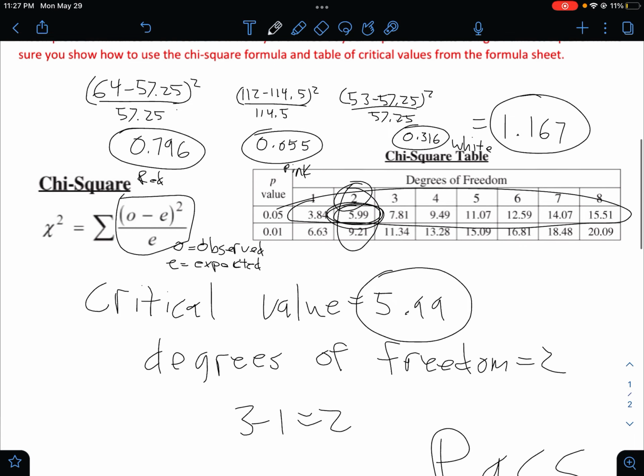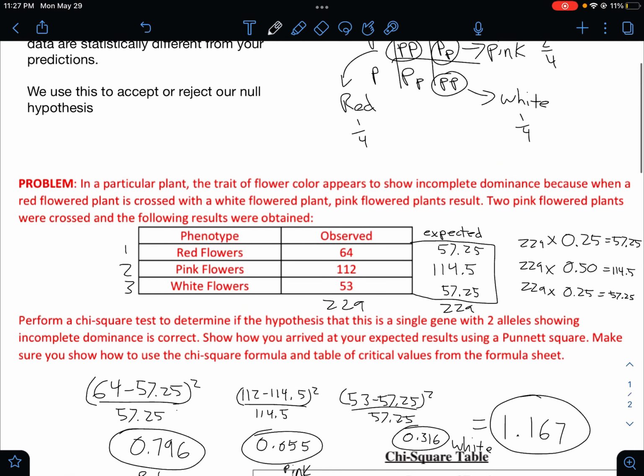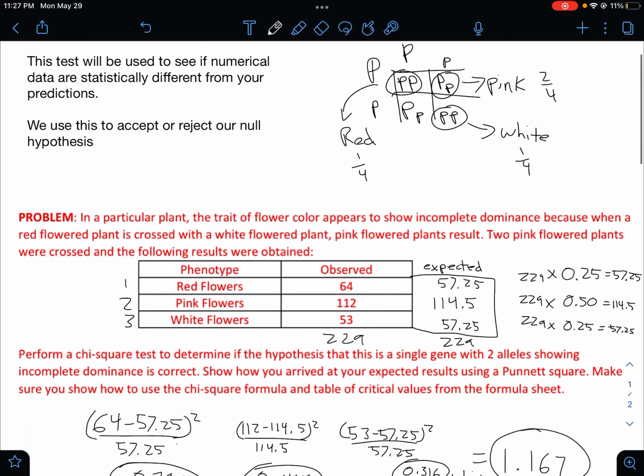And that is how you do a chi-square test on genetics. And that is all. Thank you.